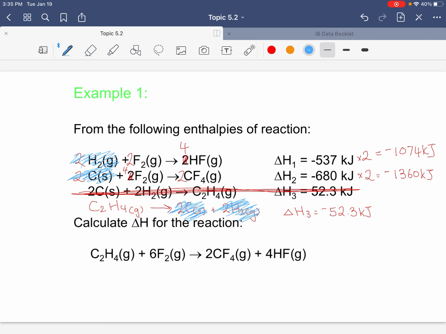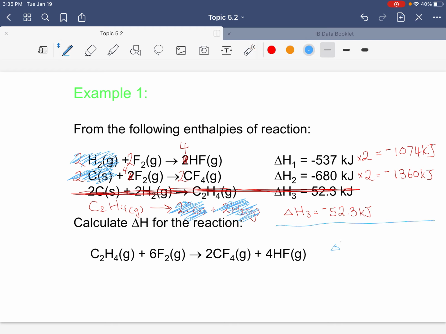Anything else? No, I don't see anything else. Because there's 1 C2H4, yeah, 1 C2H4. 6F2, yeah, 6F2. 2CF4, yeah, 2CF4. 4HF, yeah, 4HF. I am good. This is exactly what I'm going to do.